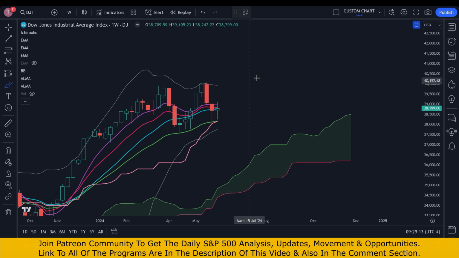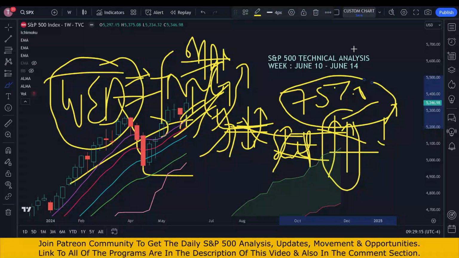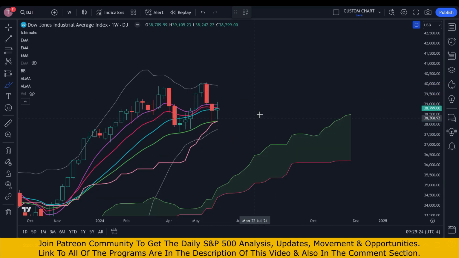Now let's analyze the chart of the Dow Jones. Because we might think that it is going bullish, there will be no pressure, nothing, or it might come down, etc. So this picture will be more clear through the Dow Jones.